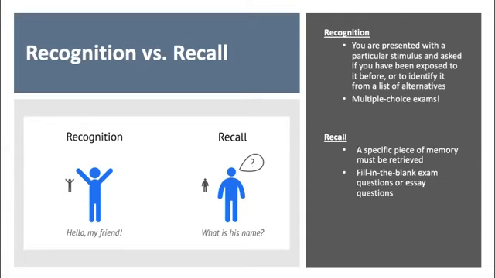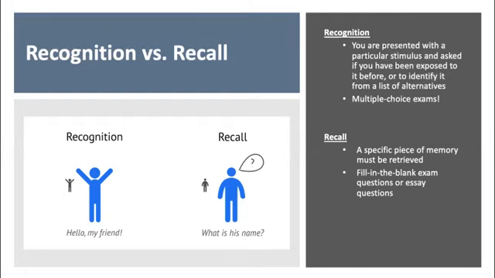Now, recall, on the other hand, so we have recognition and then we have recall. This refers to a specific piece of memory or information that must be retrieved. And this is what you're doing when you are answering fill in the blank or essay questions. This is different from recognition, because with recognition, you're actually shown the information and you have to identify if you've seen it before, or identify if it's correct compared to the ones that you're seeing. So you're actually seeing the information and you have to select it. Whereas in recall, you just have to remember that information. You have to retrieve it from your memory, right?